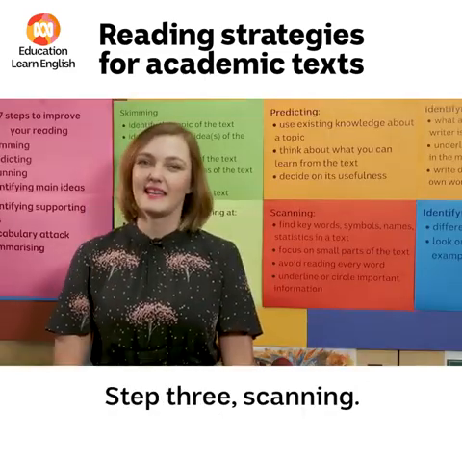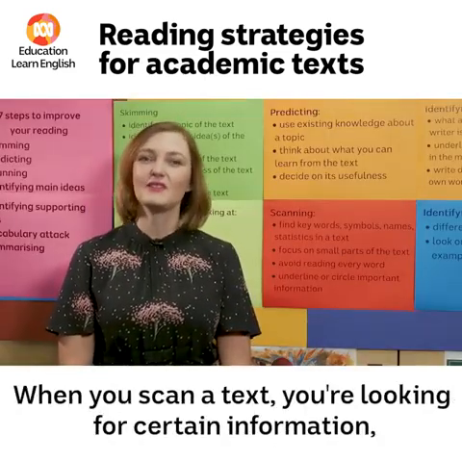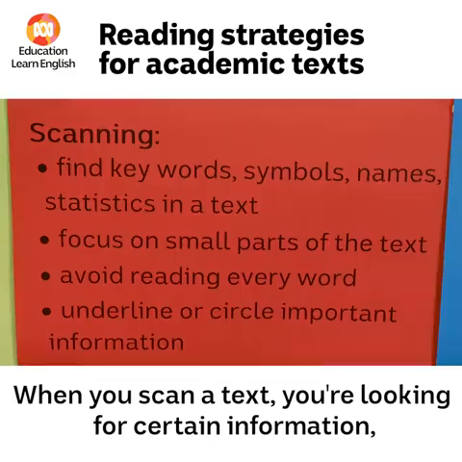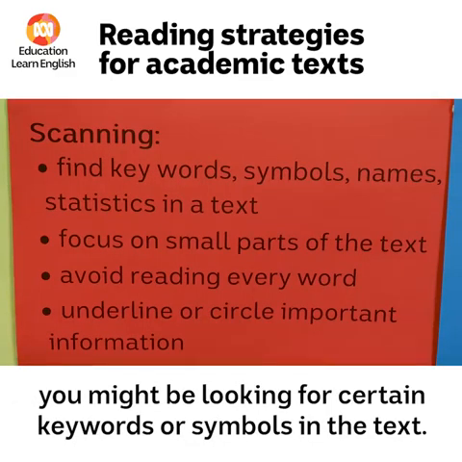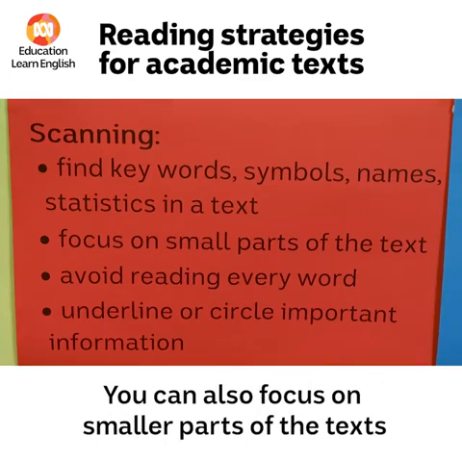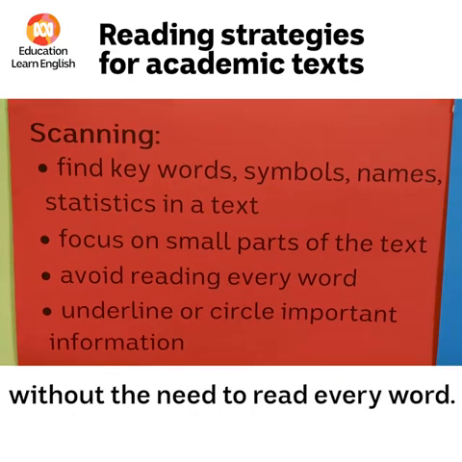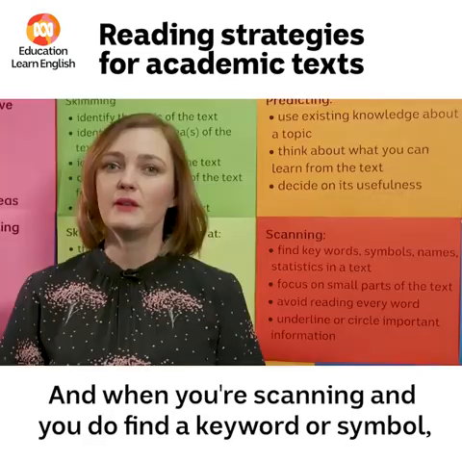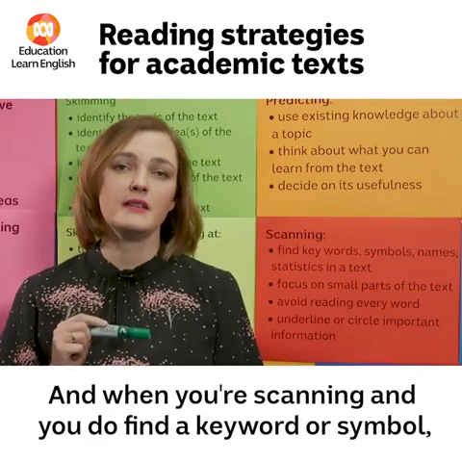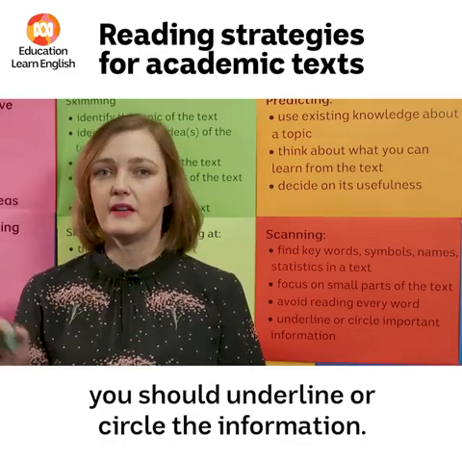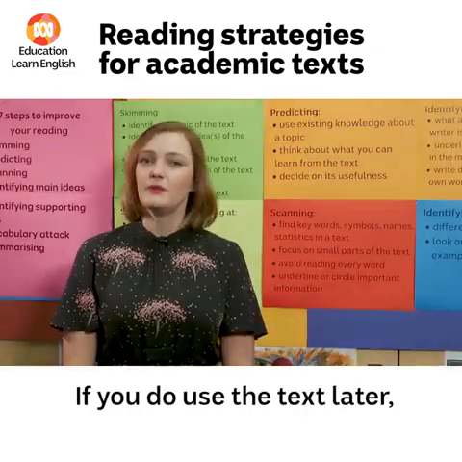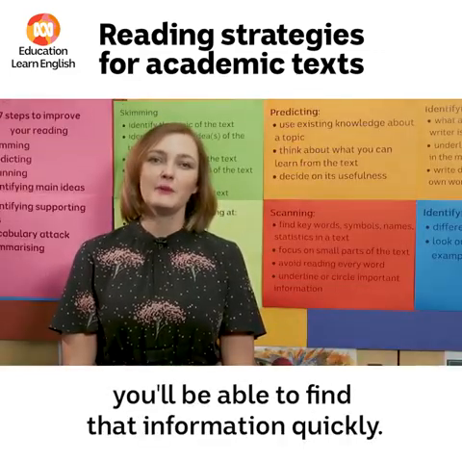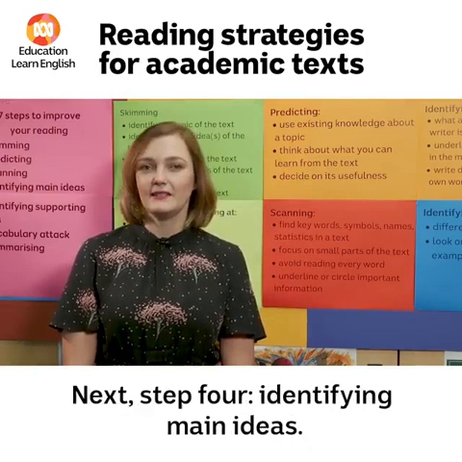Step 3, scanning. When you scan a text, you're looking for certain information. You might be looking for certain keywords or symbols in the text. You can also focus on smaller parts of the text without the need to read every word. And when you're scanning, and you do find a keyword or symbol, you should underline or circle the information. If you do use the text later, you'll be able to find that information quickly.